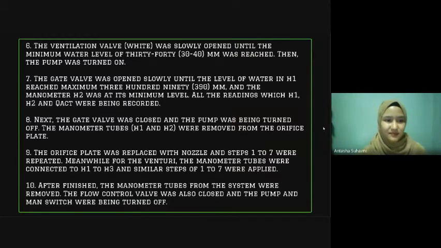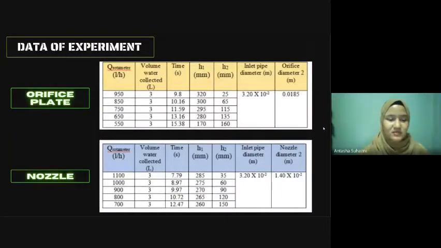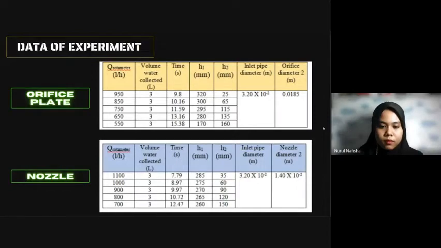Okay, next. Nafisha will explain about the data of the experiment.